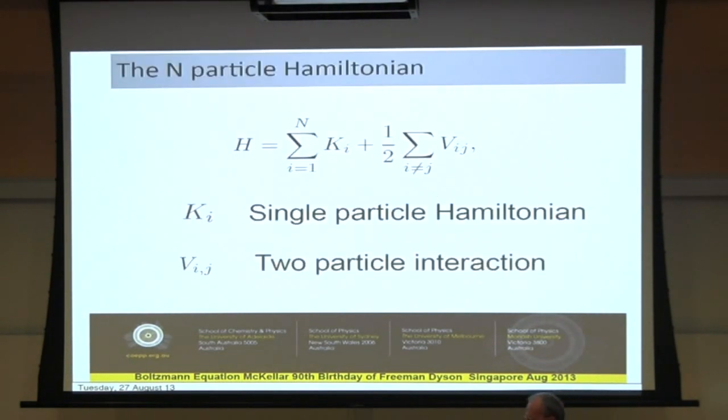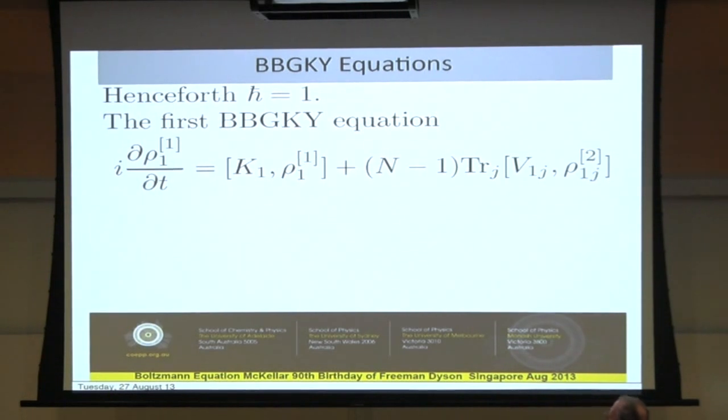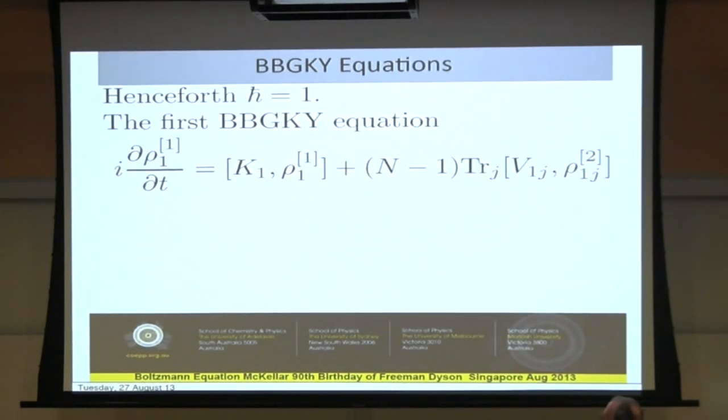For our n particle system, let's keep it simple and keep on just two-body interactions. If we had more than two-body interactions, this set of equations would become even more complicated. So the Hamiltonian of the system in the usual way has a single particle Hamiltonian, which could be just a kinetic term, but could contain some single particle potential, and some interaction potential of the two. And if we do that, throw away the h-bar, the first of the BBGKY equations for the time dependence of the single particle density matrix is the commutator of that with the one-body operator.